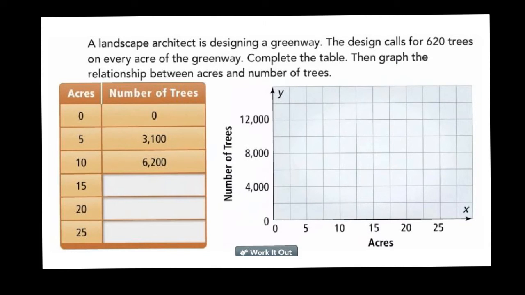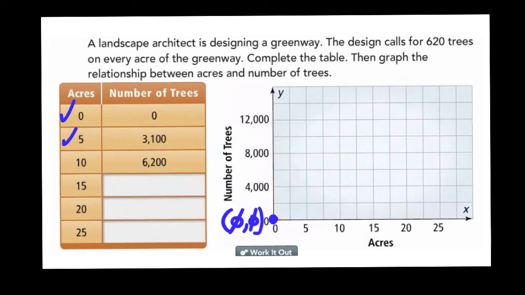I'll help with the first two. 0, 0. Well, 0, 0 is called the origin, and it is right there. And I'm going to label it 0, 0. So that's point 0, 0. All right? So that's done. The next one is 5, 3,100.